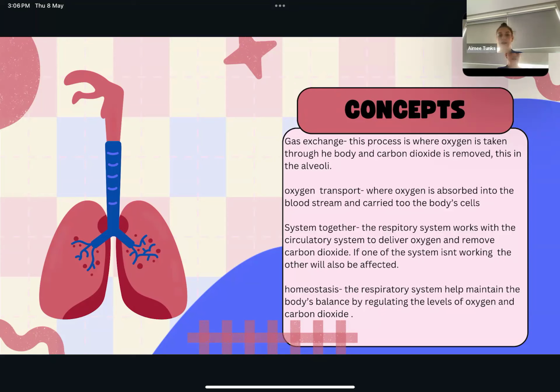Another one is how the systems work together. In this, there are two systems that work together for the lungs, that'd be the respiratory system and circulatory system. So the respiratory system works with the circulatory system to deliver oxygen and remove carbon dioxide. And it is also important to note, if one of these systems isn't working, the other one will also be affected. Another concept would also be homeostasis, as the respiratory system helps maintain the correct balance of oxygen and carbon dioxide in the body by regulating the levels.